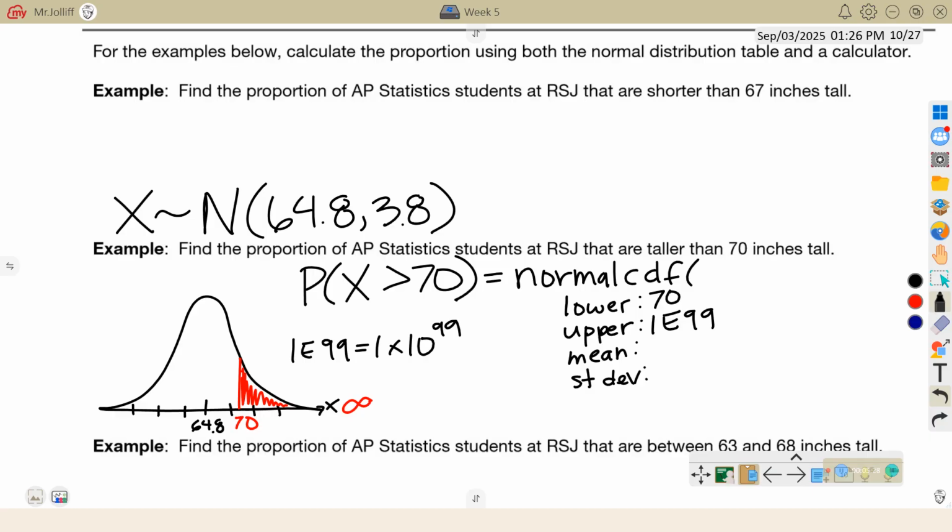Mean and standard deviation, 64.8, 3.8. If you run that on your calculator, what do you get?